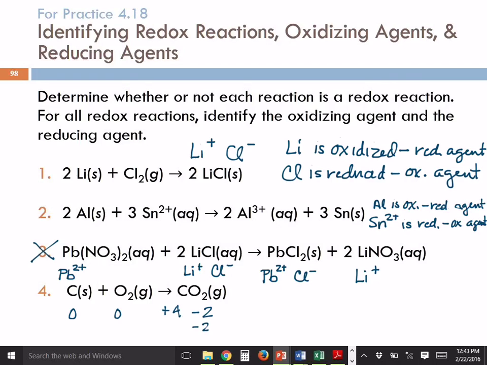So what is happening to the carbon? It's being oxidized. So is it the oxidizing agent? No, it's the reducing agent because it's being oxidized. And oxygen is going down, reducing its oxidation state. It's being reduced. Oxygen is the oxidizing agent.